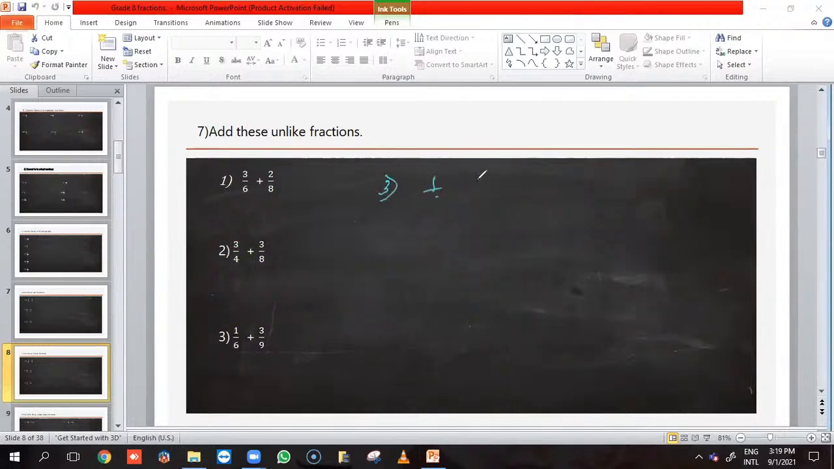1 over 6 plus 3 over 9. To convert this to a common denominator, I will multiply this by 3, this by 3. This by 2, this by 2. 3 times 1, 3 over 6 times 3, 18. 6 over 18, 9 over 18. That is half.